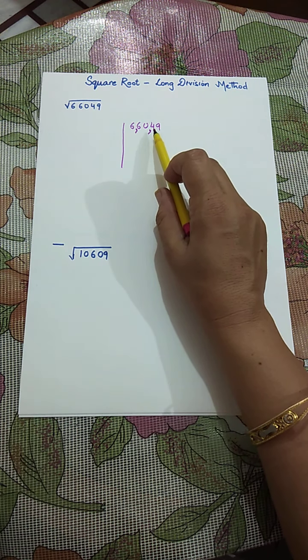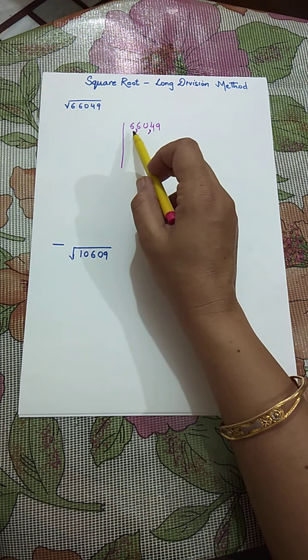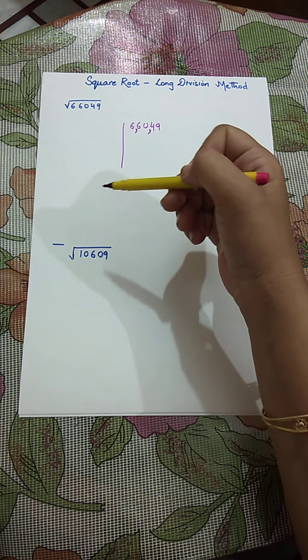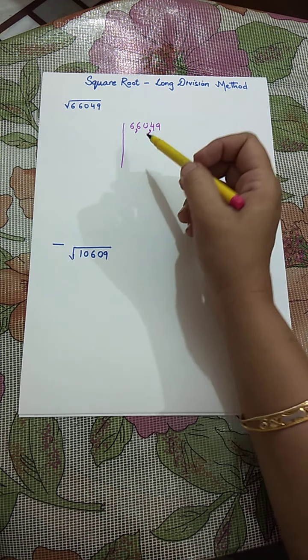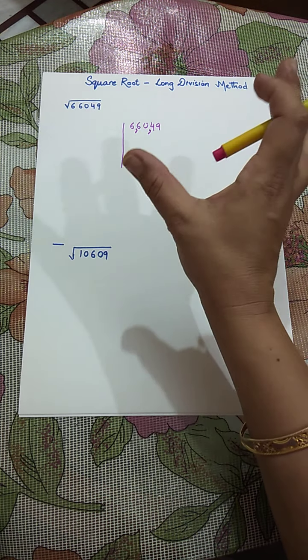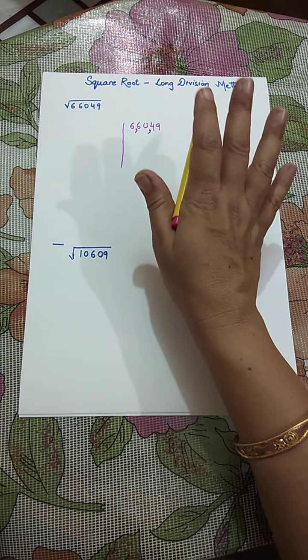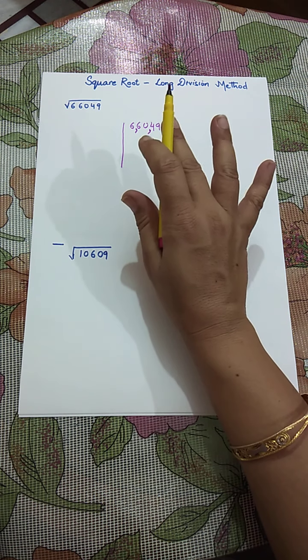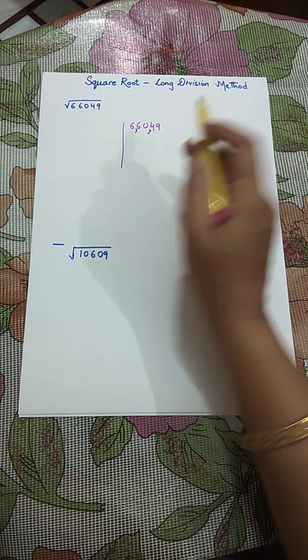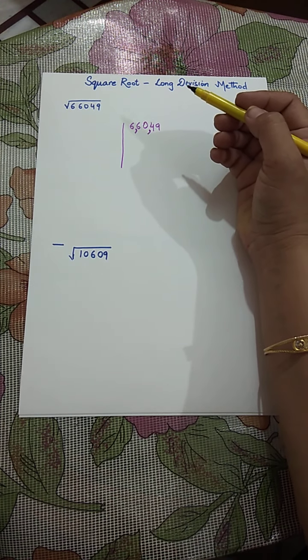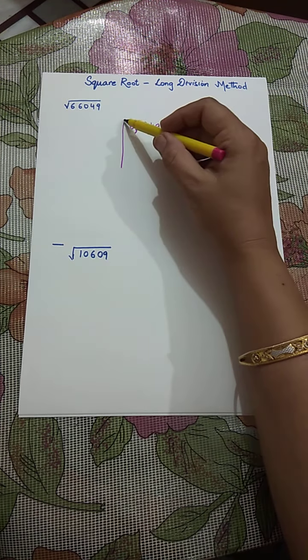And now you will start your method from the left side. So over here, whenever you are bringing the number down or dividing, you have to use the numbers in pairs. Only the first number, if it is left, whether it is a single number or a pair, we are going to do with this. Rest everything will be in pairs. So the number is 66049, whose square root you need to find.